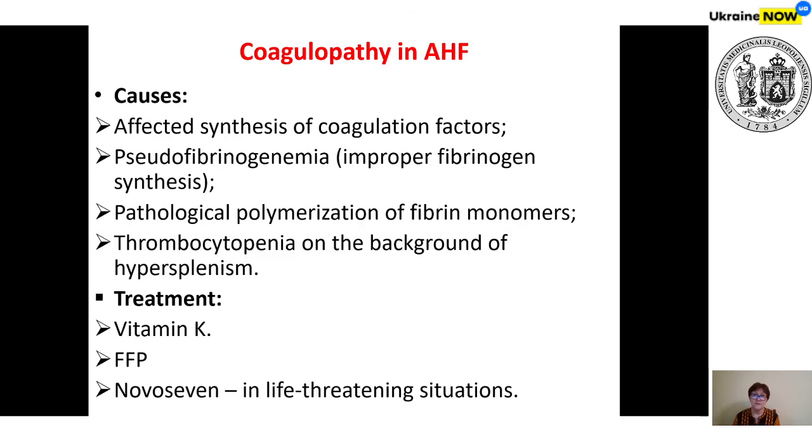Coagulopathy and acute hepatic failure. Causing factors: affected synthesis of coagulation factors, pseudofibrinogenemia, improper fibrinogen synthesis, pathological polymerization of fibrin monomers, thrombocytopenia on the background of hypersplenism. Treatment options include vitamin K, fresh frozen plasma, and in severe cases, maybe NovoSeven.